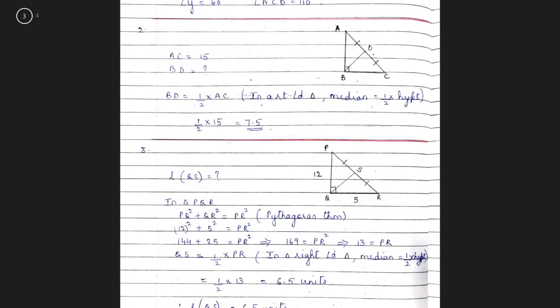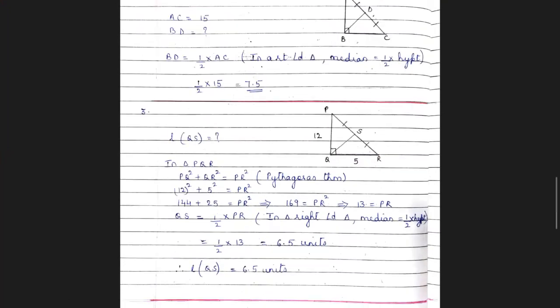You're given a triangle, right angle triangle ABC. You are given the hypotenuse AC is 15. We have to find the length of the median, which is drawn to the hypotenuse, that is BD. So what is BD according to the theorem? It is half of the hypotenuse. So half into 15, 7.5.